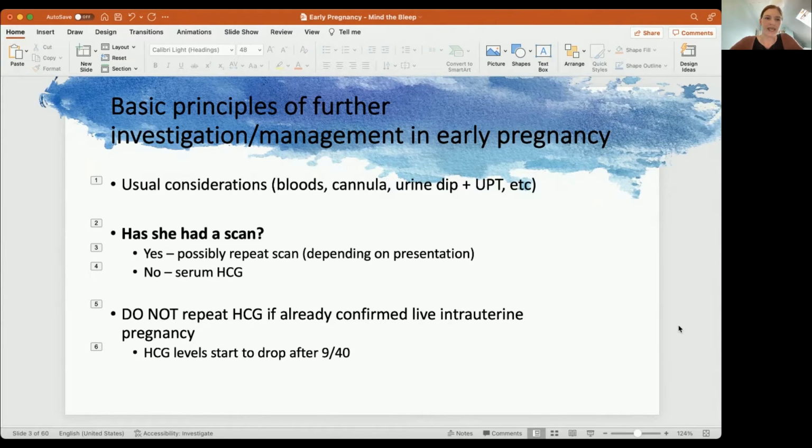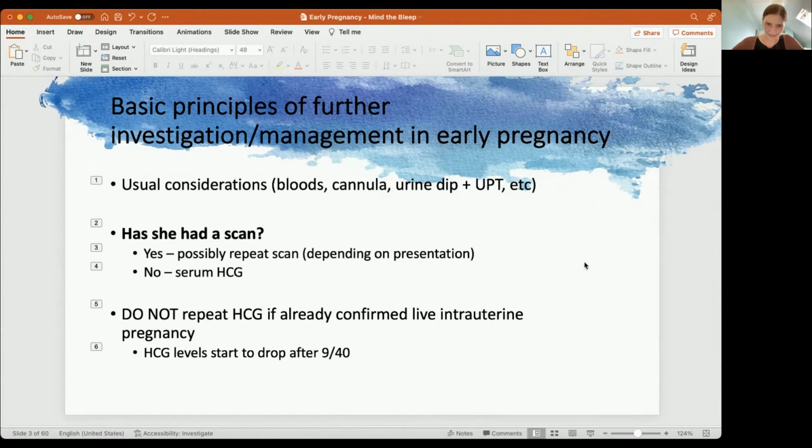Very important. And then, yes, has she had a scan? And then this is going to depend on what kind of further management you might take from that point onwards. So if she has had a scan before, depending on why she's come to you, she might need another scan. If she's never had a scan, the most important thing is to do a serum HCG, because this is where we get our starting point about how many weeks this lady might be.